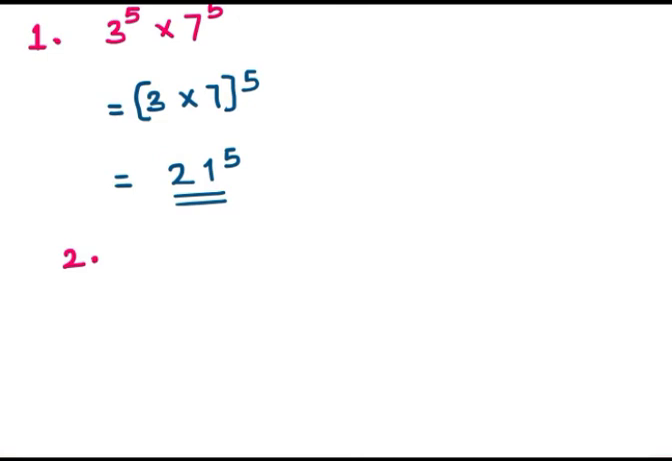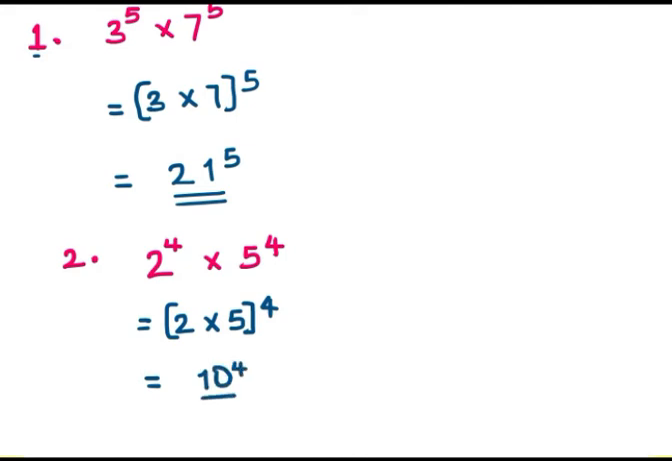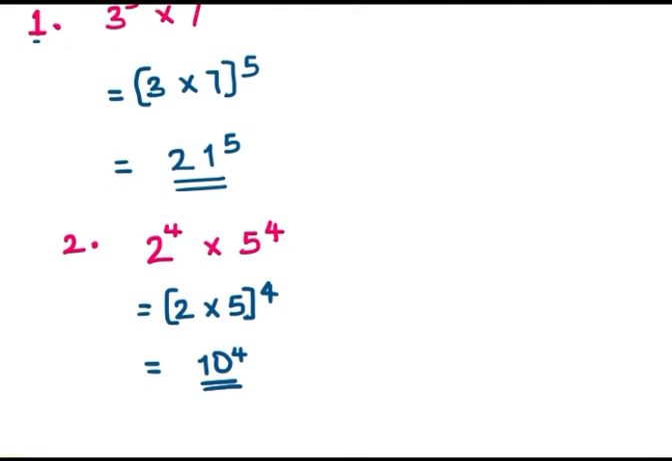So in part number 2, if we have 2 to the power of 4 times 5 to the power of 4, you can see that this is actually the same as part 1. So we will have 2 times 5, into the power of 4, and this will give us 10 to the power of 4. Okay, let's move on. We get example number 3.